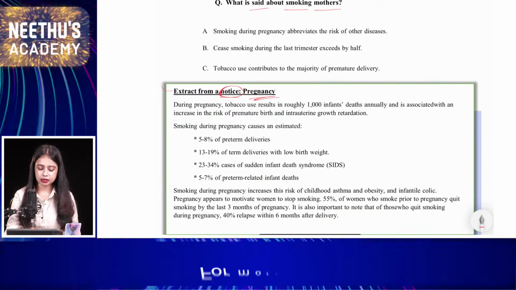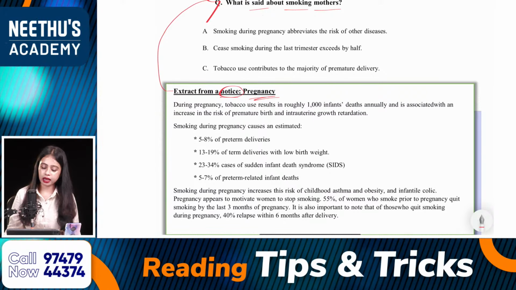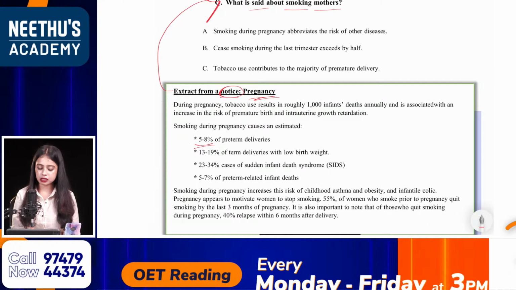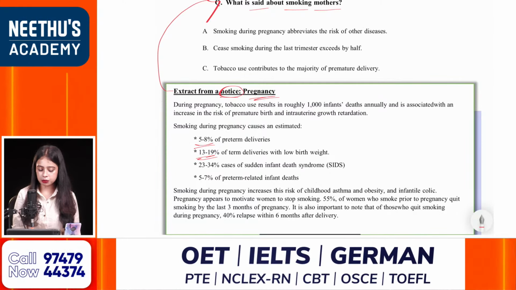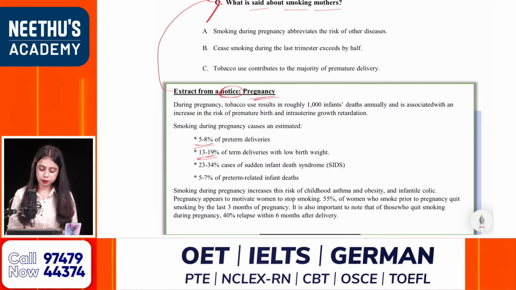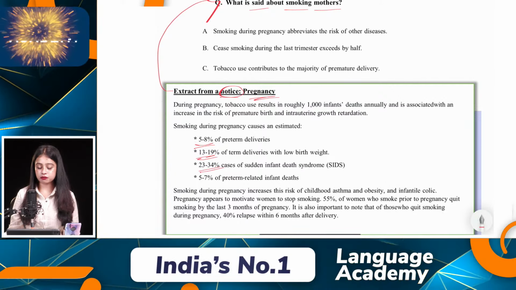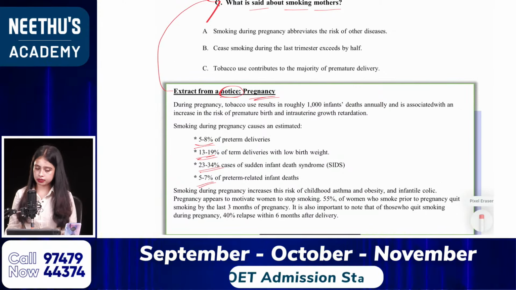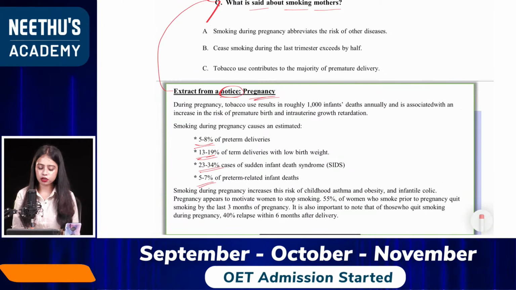During pregnancy, tobacco use results in roughly 1,000 infants' death annually and is associated with an increase in the risk of premature birth and intrauterine growth retardation. Smoking during pregnancy causes an estimated 5 to 8% preterm deliveries, 13 to 19% of term deliveries with a low birth weight, and 23 to 34% cases of sudden infant death syndrome, and 5 to 7% of preterm related infant deaths. Smoking during pregnancy increases the risk of childhood asthma and obesity and infantile colic.